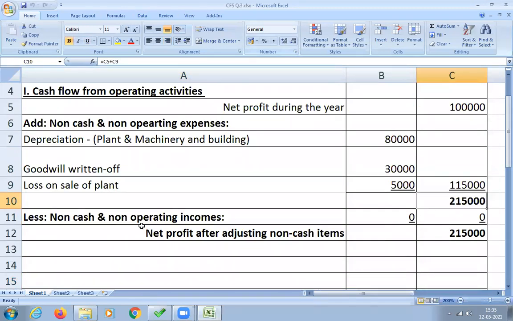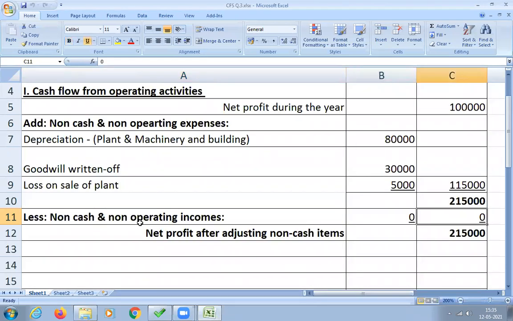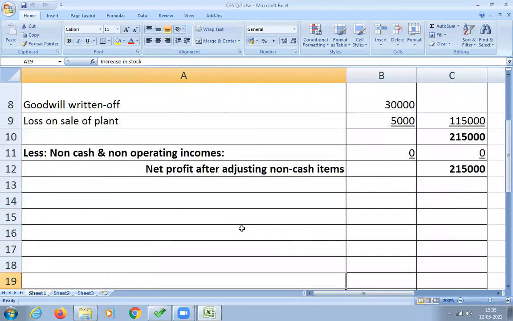Then for non-operating and non-cash incomes, we went through the question and found there are no such incomes. So it is zero non-operating income. Then we got the net profit after adjusting non-cash items as 2,15,000. Okay, students, till now you understood, right? Any doubt?